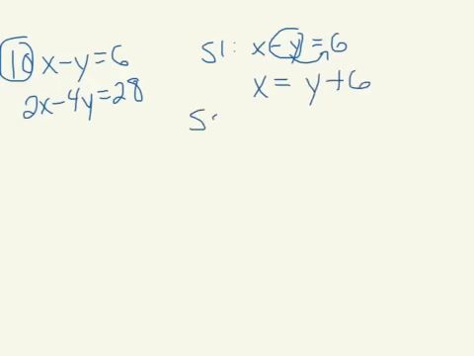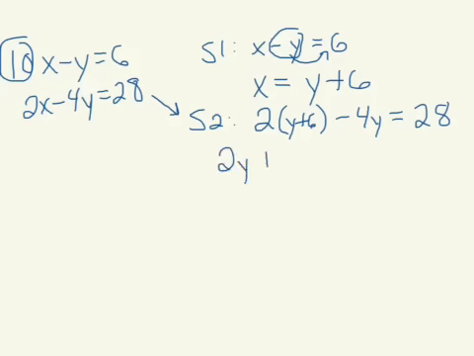Step 2 is to plug that into the other equation. The other equation that I haven't used yet is the bottom one. I'm going to take x out because I know what x equals, and I'm going to plug in y plus 6. So it's 2 times y plus 6 minus 4y is equal to 28. To solve this equation, I distribute. So I'm going to have 2y plus 12 minus 4y equals 28.